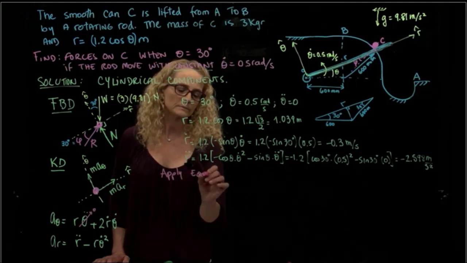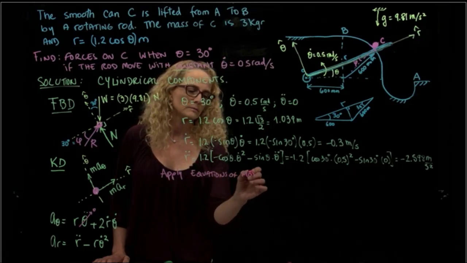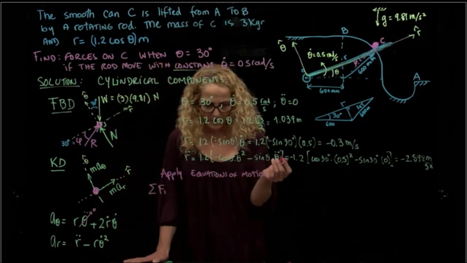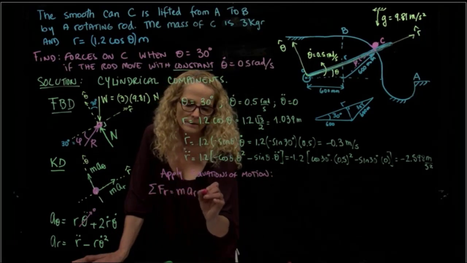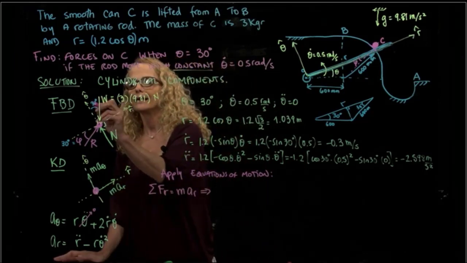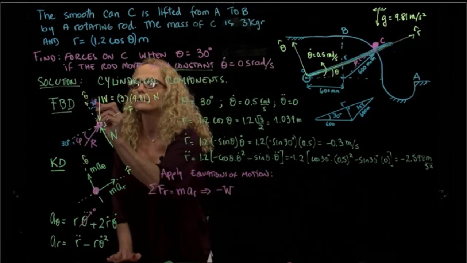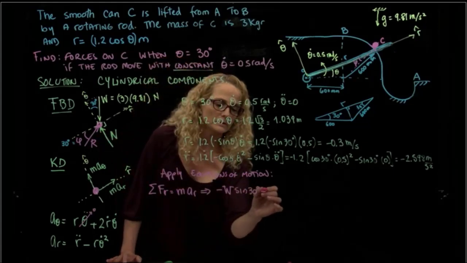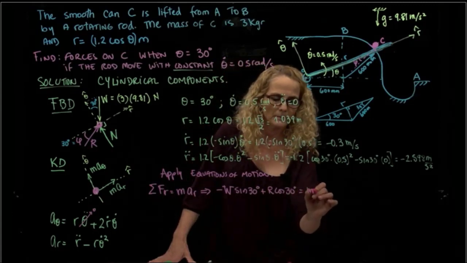and so having all the components, we then apply the equation of motion. Then we add forces in our r direction, right? Which will be equal to m a_r, and that's it. So which forces do we have in r direction? So we have negative weight, and this is the component that we need. So it's sine of 30, plus R cosine of 30. And that equals m a_r.